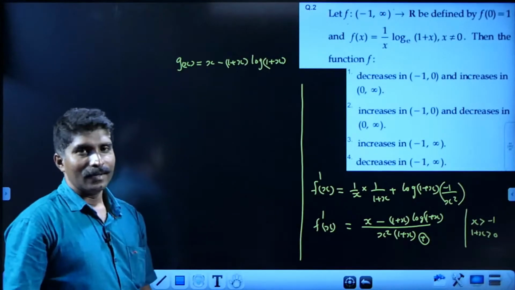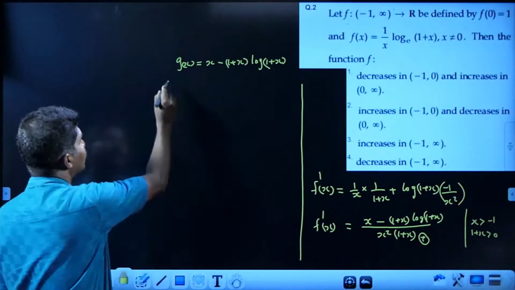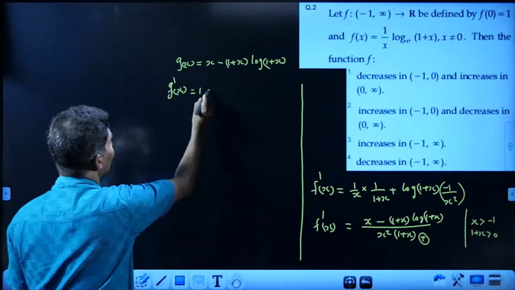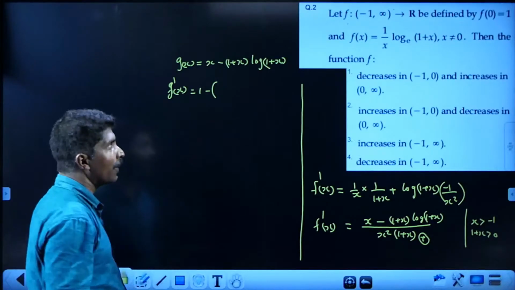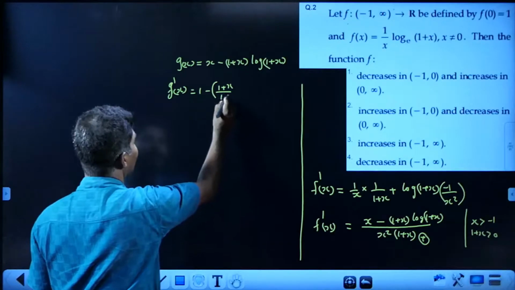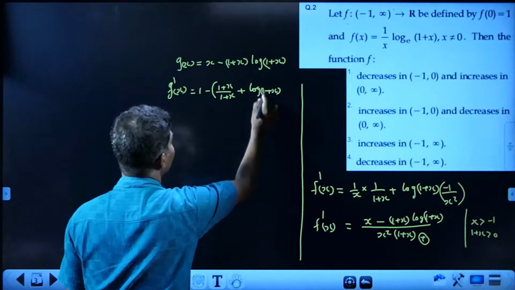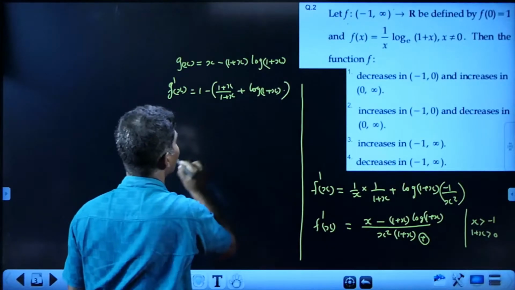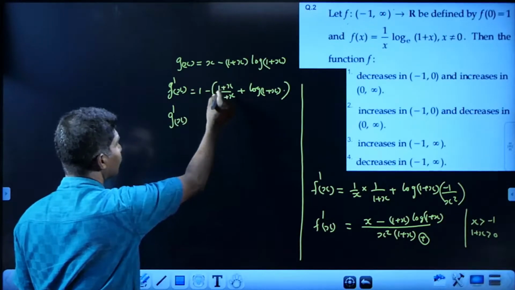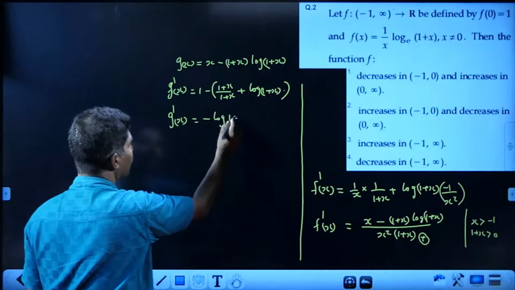Okay. Now, its derivative. What will be its derivative? g dash of x is equal to 1 minus... Again, you will apply the product rule. So, first into derivative of second, 1 plus x divided by 1 plus x, plus second into log of 1 plus x into derivative, here it is 1 only. Okay. So, g dash of x is equal to 1, 1 minus 1 becomes 0. So, minus is here, that is equal to minus of log of 1 plus x.